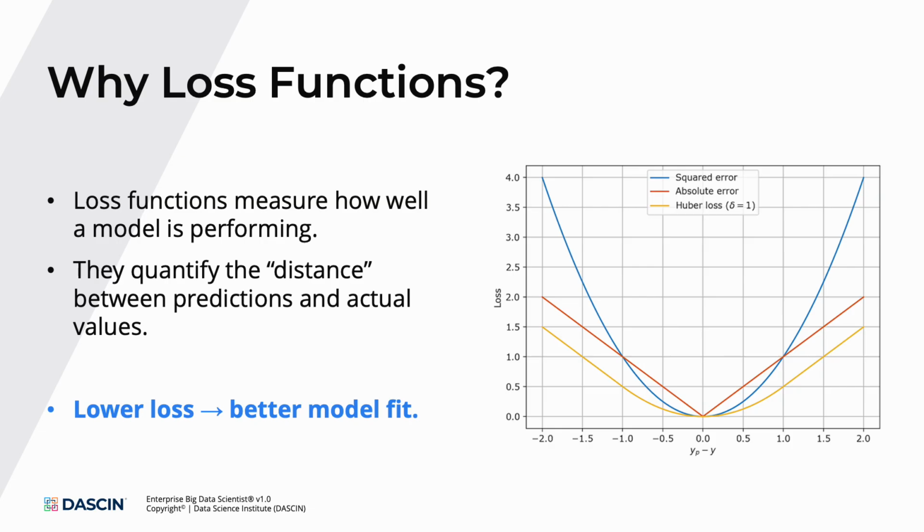Loss functions are the compass of machine learning. They measure how well, or how poorly, a model is performing. Essentially, they tell us how far our predictions are from the actual results. The lower the loss, the better the model is at capturing the patterns in the data.